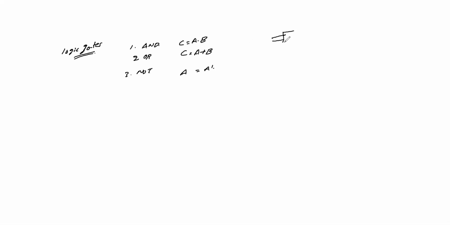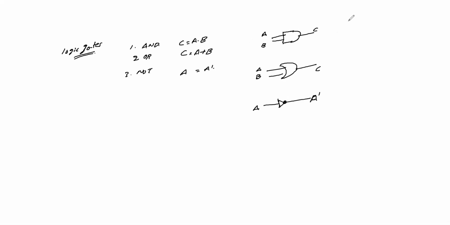This is your AND gate. There are two inputs and one output, A and B. For the OR gate, there are also two inputs and one output C. And this is your NOT gate. There should be a notch at the output. The output is A dash and the input is A.